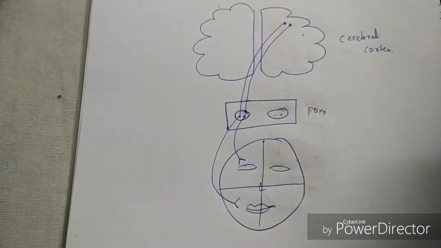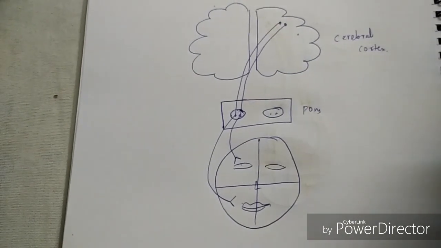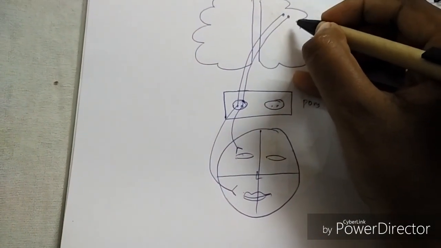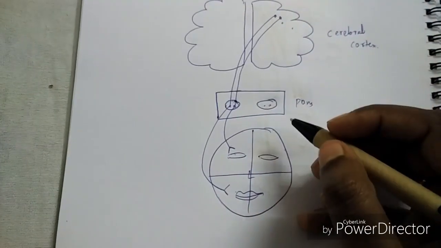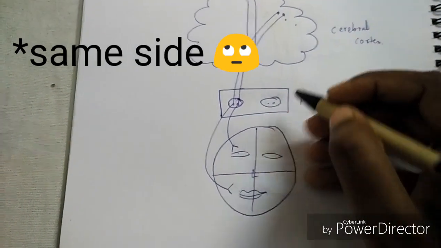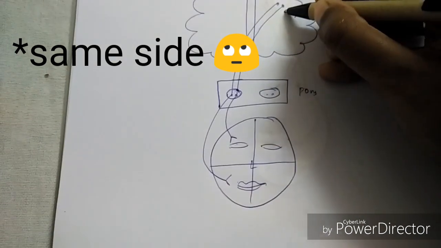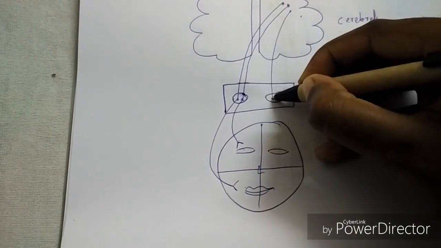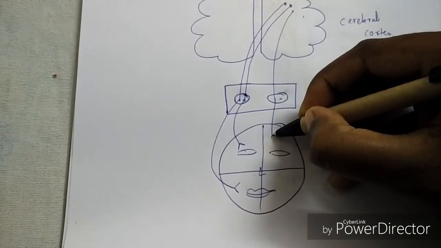So it's not done yet. There is a twist in the story. These fibers take up an additional responsibility of supplying the upper half of face of the opposite side. So they come like this and they supply like this.